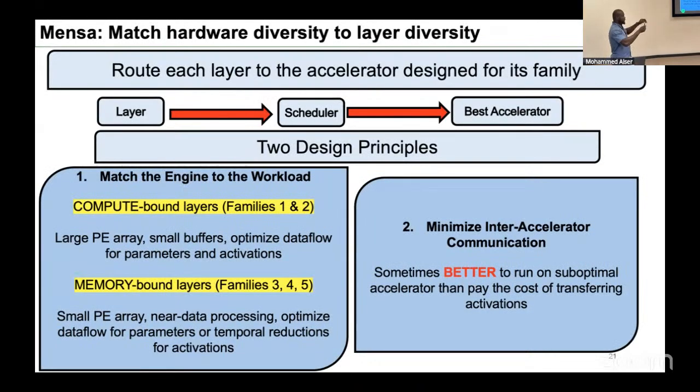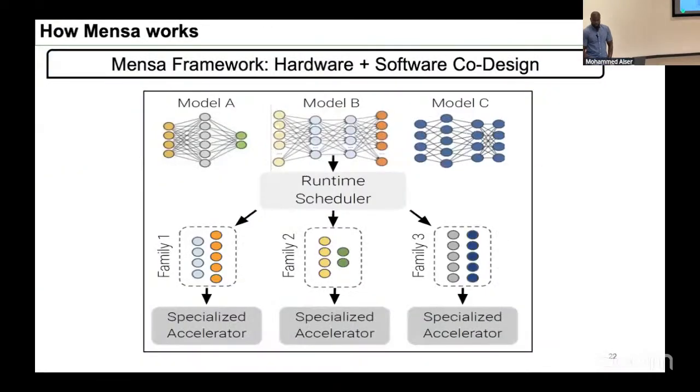So the first part, make sure that you're matching the engine to the workload, make sure that the accelerator hardware matches the workload that you're using. And the second design principle is to reduce inter-accelerator communication as much as you can. So sometimes you might run it on a suboptimal accelerator if it's going to cost more to transfer it to the ideal accelerator, because you have to pay something. So this gives a clearer intuition for how the Mensa framework works.